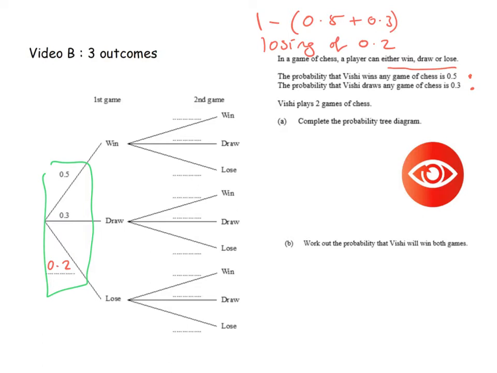Well, there's no change in the probabilities between the first game and the second game. There's no psychological effect going on, so it's literally just going to be copying those numbers over into the diagram.